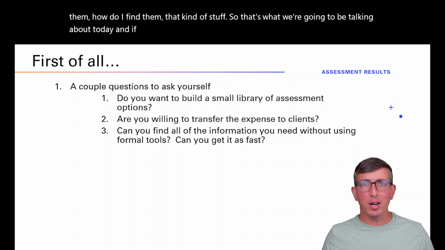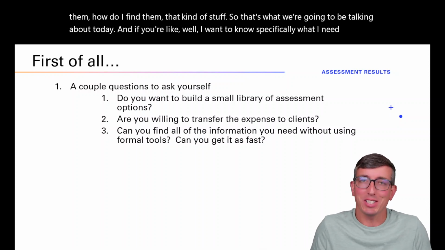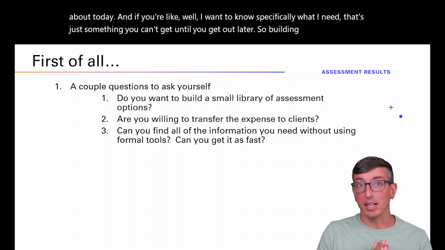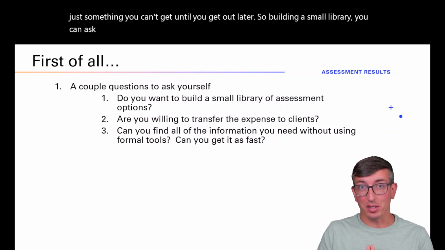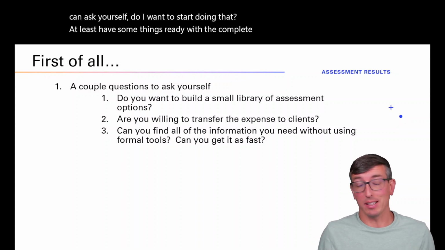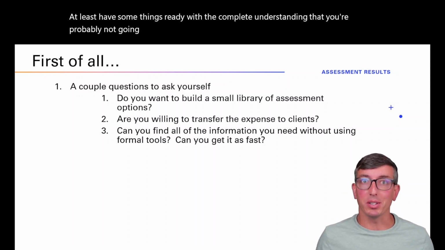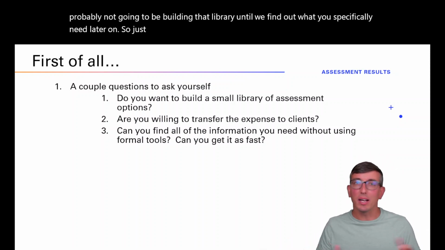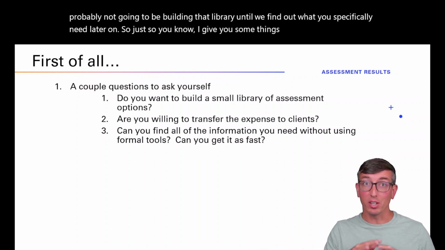And if you're like, well, I want to know specifically what I need, that's just something you can't get until you get out later. So building a small library, you can ask yourself, do I want to start doing that? At least have some things ready with the complete understanding that you're probably not going to be building that library until we find out what you specifically need later on. So just so you know, I give you some things, but there's more that you're going to want to pick up later.